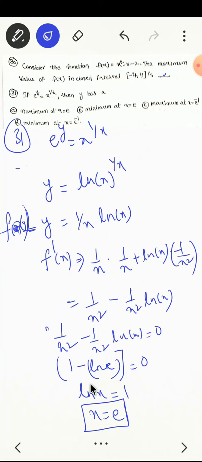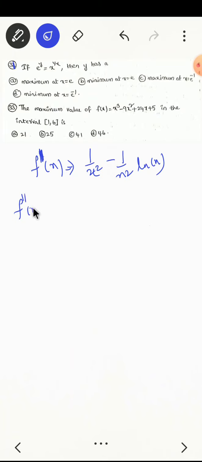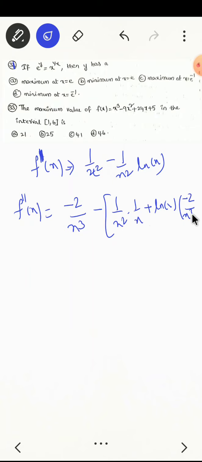If I get x equal to e, then find f double dash of x. So how will you find f double dash of x? This is also problem number 31 only. Initially f dash of x was 1 by x square minus 1 by x square into ln of x. Then f double dash of x will be minus 2 by x cube. You just do differentiation, x power minus 2 differentiation will be minus 2 by x cube, minus u into v here, 1 by x square into ln of x is 1 by x. Keep ln of x like that only. This will be minus 2 by x cube.